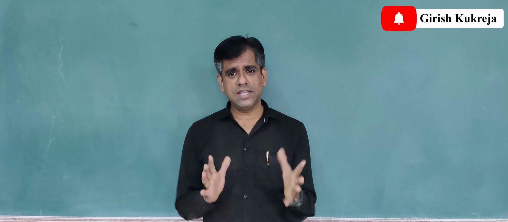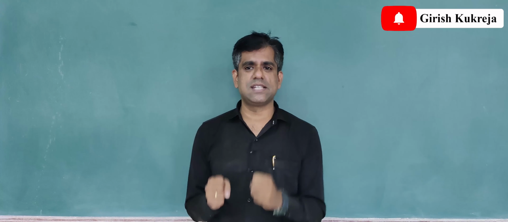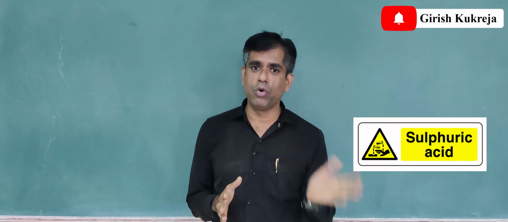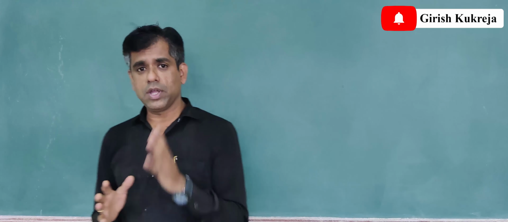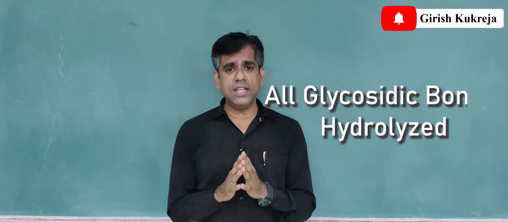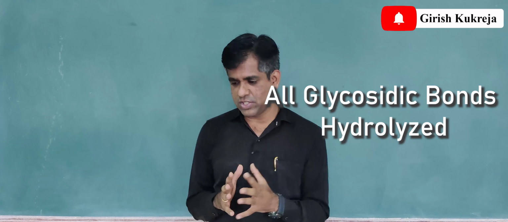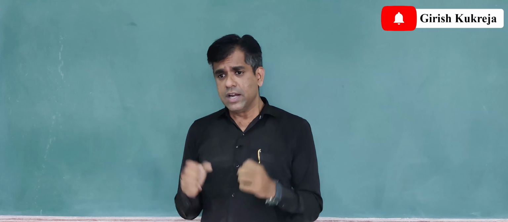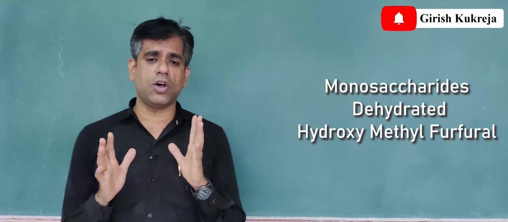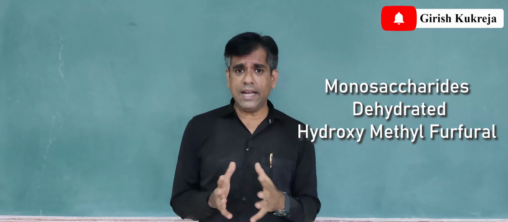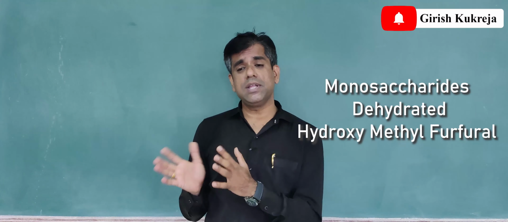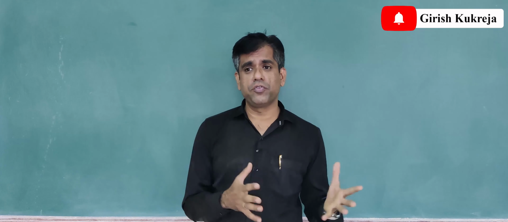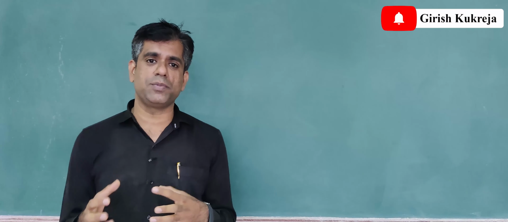Now talking about both these tests, the general principle basically remains the same. Both of these tests contain concentrated sulfuric acid, be it the Molisch's test or the anthrone test. In presence of this acid, all the glycosidic bonds are hydrolyzed and you release what are called monosaccharides, the monomeric units of the carbohydrates. These monosaccharides, again in the presence of the acid, are dehydrated to form hydroxymethyl furfural, or what we in general call the furfural derivatives. These furfural derivatives then react with the reagents present in the respective test.